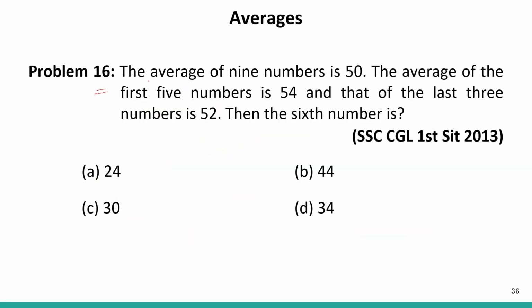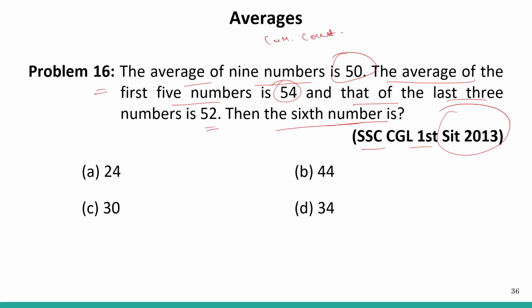So let's see problem number 16. The average of 9 numbers is 50. The average of the first 5 numbers is 54. That of the last 3 numbers is 52. Then the 6th number is what? This question appeared in the SSC CGL first sitting 2013 paper. The average of 9 numbers is 50, so the cumulative sum is 50 into 9, which is 450. The average of the first 5 numbers is 54 and the last 3 numbers is 52. Then the 6th number will be what?